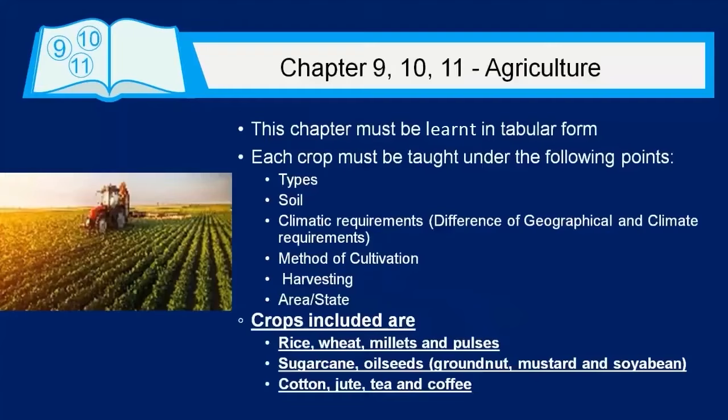You must study the comparative study of transplantation and Japanese method of cultivation in tabular form for rice. You must learn the differentiation between food crops and cash crops. The main food crops are rice, wheat, millets, pulses, whereas main cash crops are fiber crops like cotton and jute, beverages like tea and coffee, oilseeds, and sugarcane.